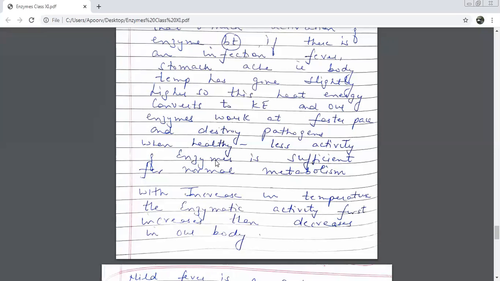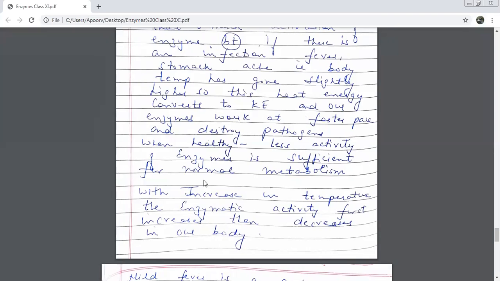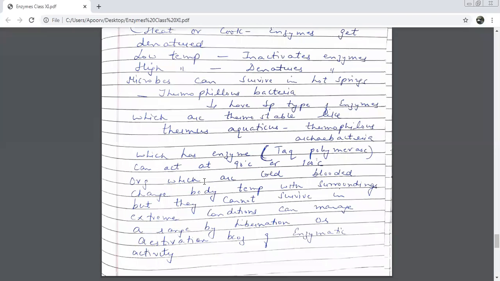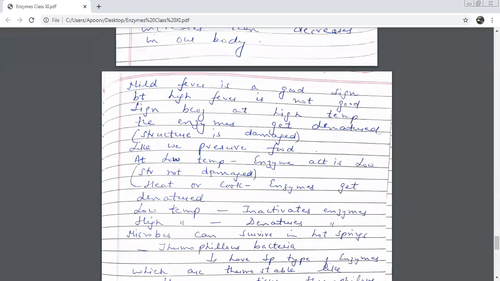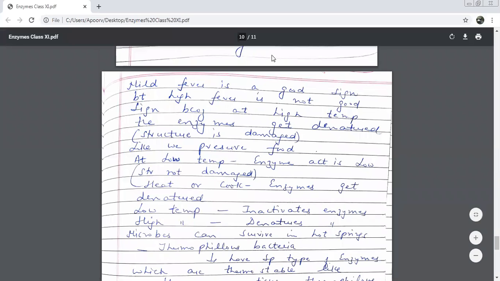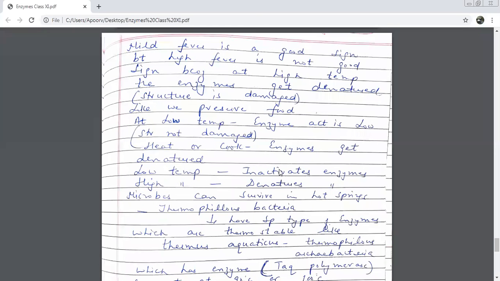Because they cannot work in maximum temperature. Exactly. They become deactivated because they are not functional then. Mild fever is a good sign, but high fever is not a good sign because at high temperature, the enzymes get denatured. When I say denatured, it means the structure gets damaged. So that is why high fever is not good. It has crossed the optimum cardinal point, and we already said कि maximum cross करने के बाद they become non-functional because they become denatured. Whenever we say denatured, मतलब उसका structure damage हो जाएगा.